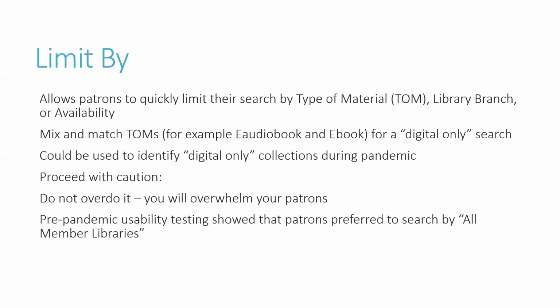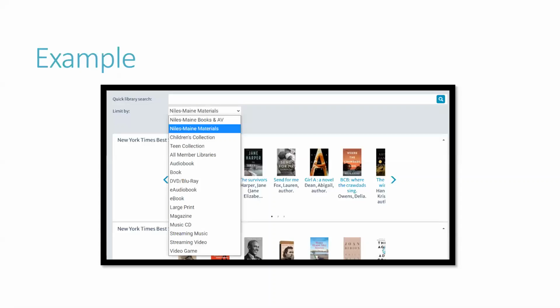So let me show you what I mean by that. When your patrons go to search your library catalog, typically they're seeing a quick library search, and that is conducting a keyword search. Most libraries by default in their limit by have it set to all member libraries, so that keyword search runs across all CCS libraries, or they have it limited to their local collection. So they might say Niles Main materials, Desplaines materials, Algonquin materials. So it's a limited search.